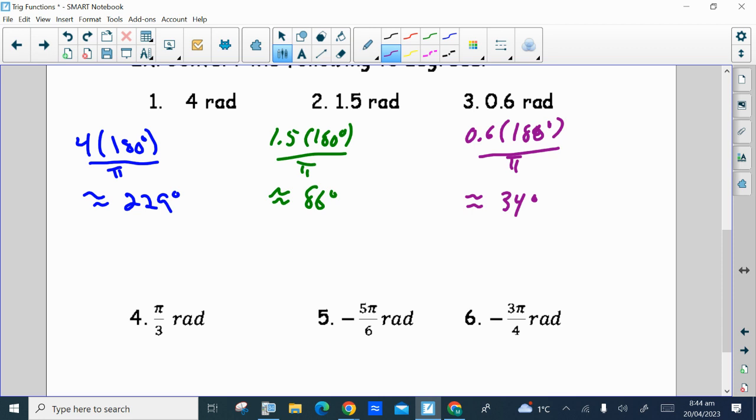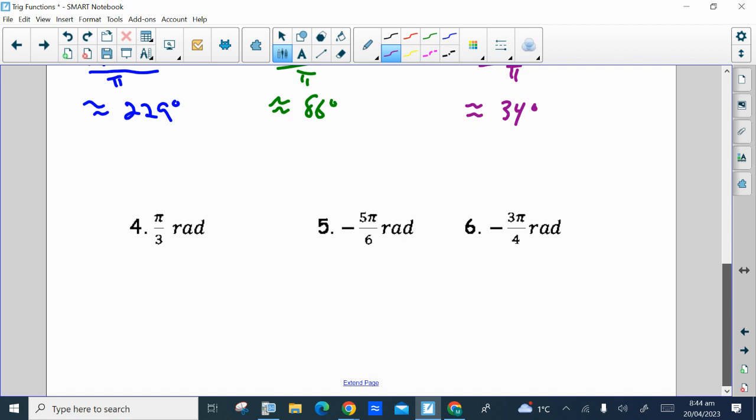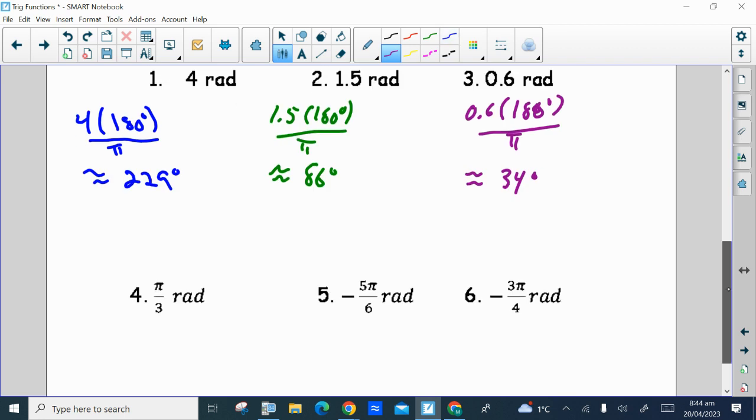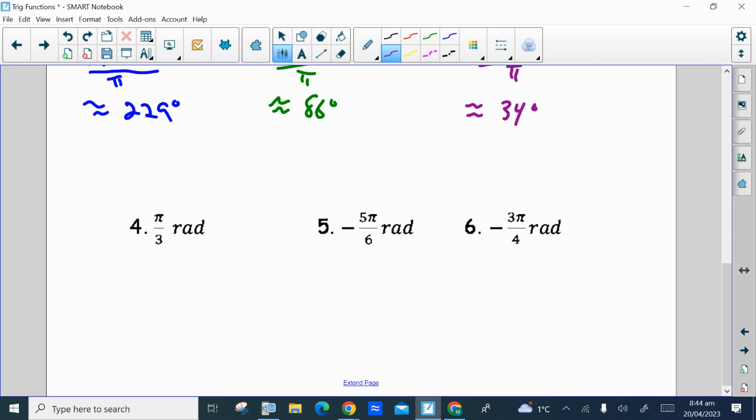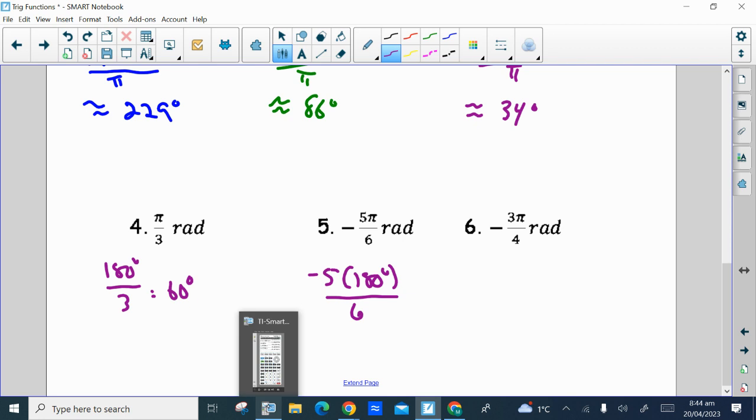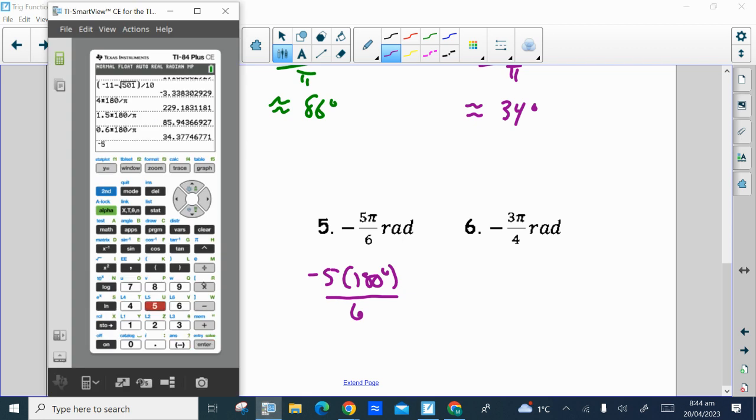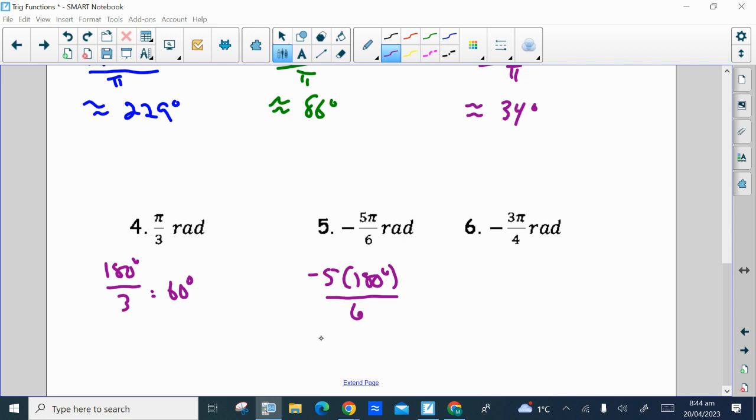Now for these next ones, it's still in radians, but they are multiples of pi. And so for these, we remember that pi radians is 180 degrees. So pi over 3 will be 180 over 3, which is 60 degrees, which, again, is one of the conversions we did above. Negative 5 pi over 6 radians will be negative 5 times 180 over 6, because, again, pi radians is 180 degrees. So negative 5 times 180 divided by 6 is negative 150 degrees.